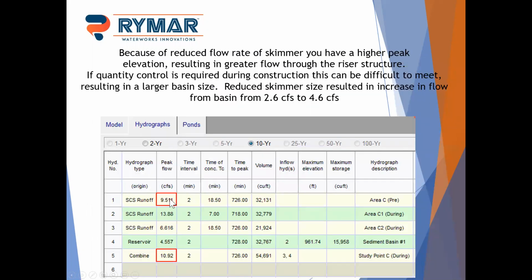But when we did that and looked at our 10-year storm rates, before we had a 9.5 pre and a 9 post. This time we had almost 11 CFS post, even though the only thing we did was change the skimmer size. What happened is we didn't get water out as fast with the smaller skimmer. Therefore, the peak elevation increased and we got a higher flow rate over the top of the riser. So in this case, a smaller skimmer actually resulted in a higher peak flow rate for that 10-year storm. Again, just something to be aware of when you're running your calculations.